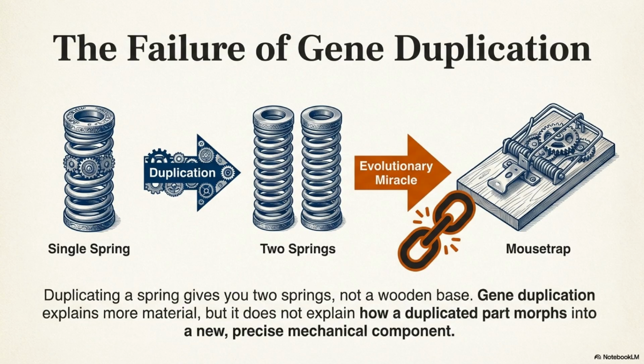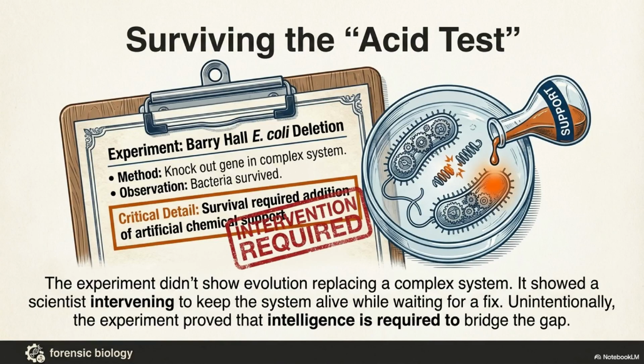Speaking of experiments, wasn't there a famous one involving E. coli by Barry Hall? I remember reading that it was supposed to totally disprove Behe. Yes, this is a key battleground in the sources. Hall knocked out a specific gene in bacteria, basically breaking a complex system. And eventually, the bacteria mutated and fixed the glitch. Critics pointed at this and said, look, evolution fixed it. Behe is wrong. That does sound like a pretty solid win for evolution. On the surface, yes, but Behe looked closer at the methodology. First, he pointed out that the bacteria didn't build a new system from scratch.